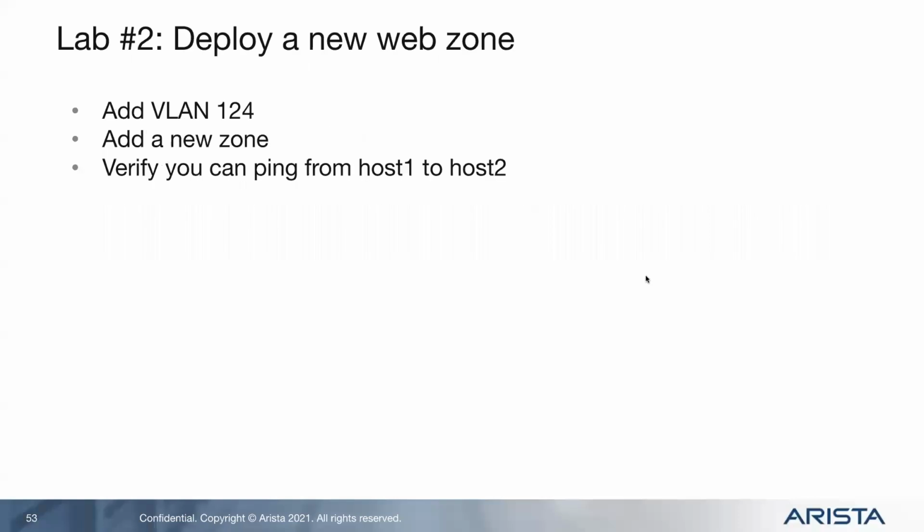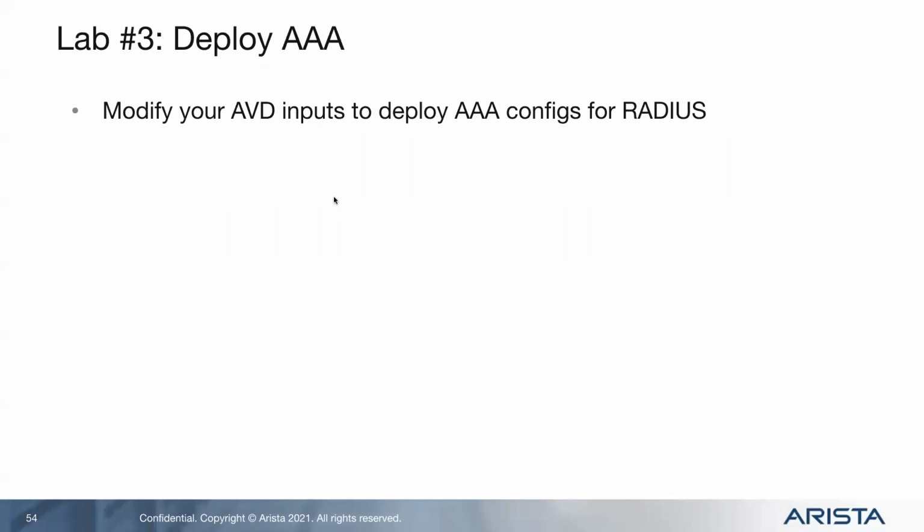For lab 2, you're going to add a new zone to a tenant and then verify that you have connectivity between hosts there. For lab 3, you're going to go back and modify the inputs to enable AAA across the fabric. So overall, this will be a good example of what it takes to get AVD running.